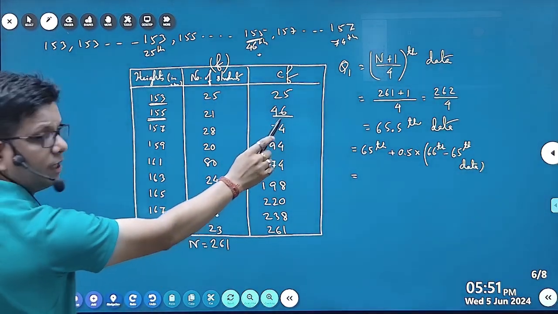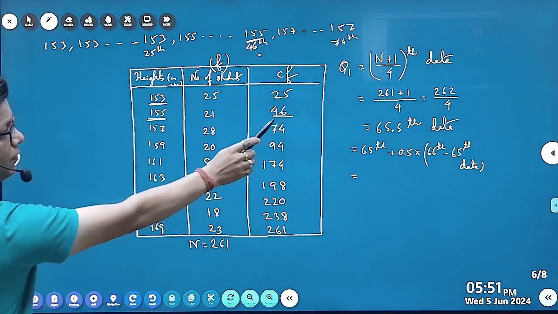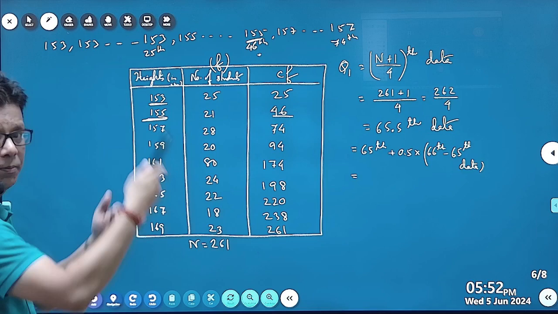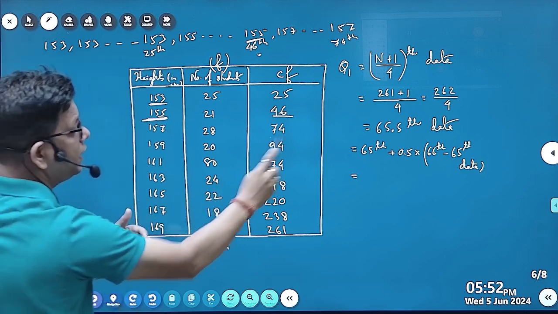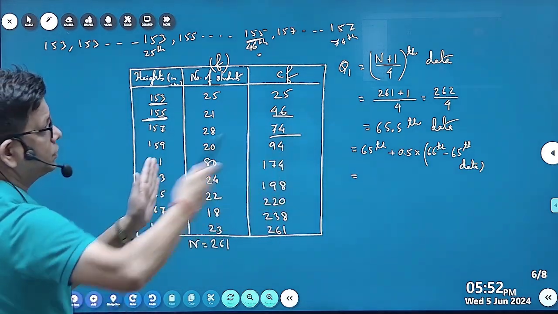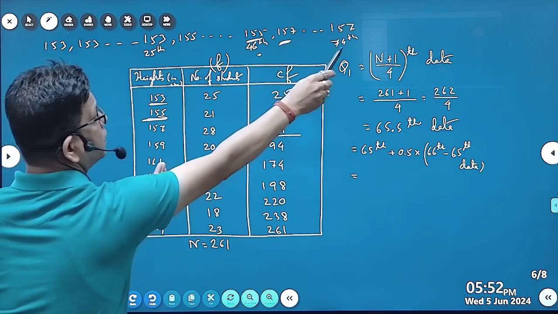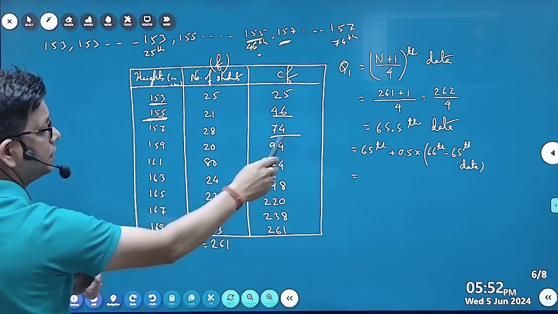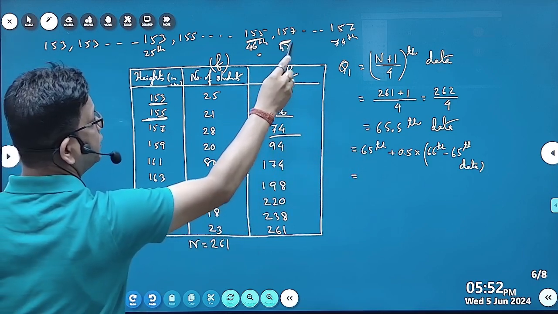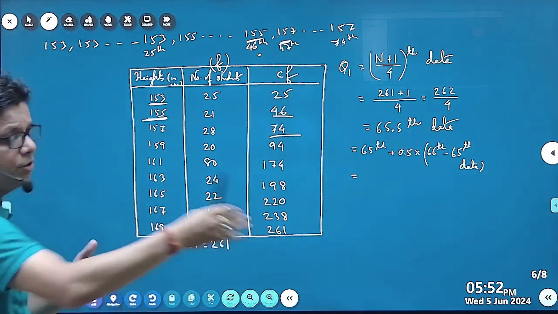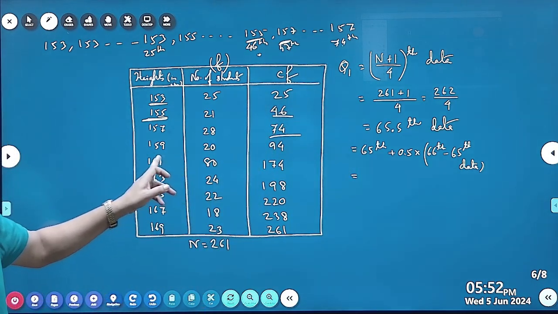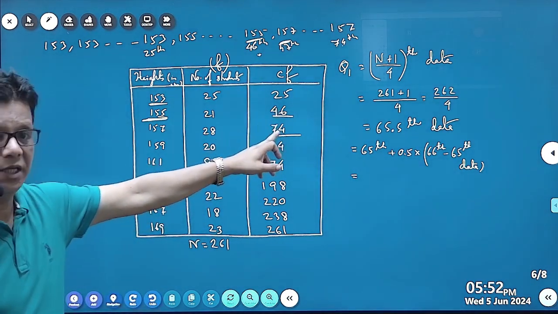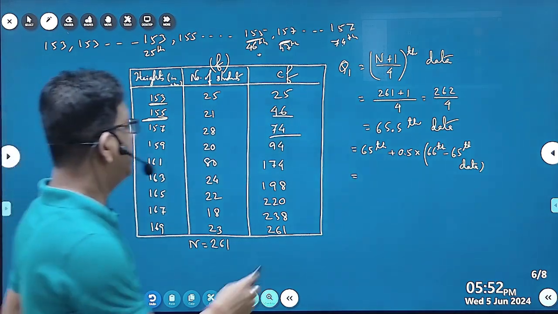Then from 40 up to 46, 155 will be there. From 47th place till 74th, 157 will go on. That means in between, which number will come? 65. Is it clear? So the 65th data will be 157.